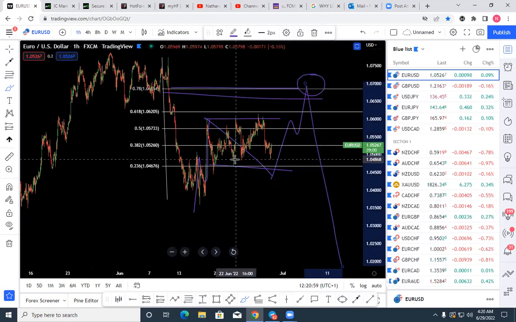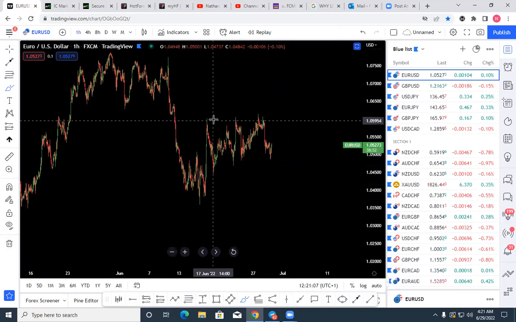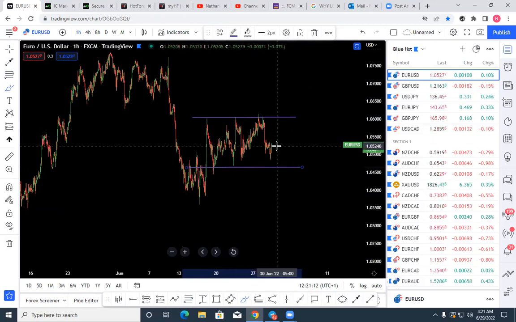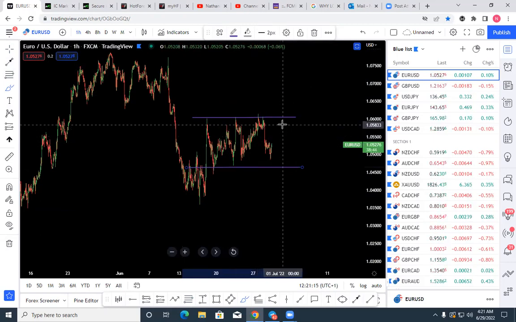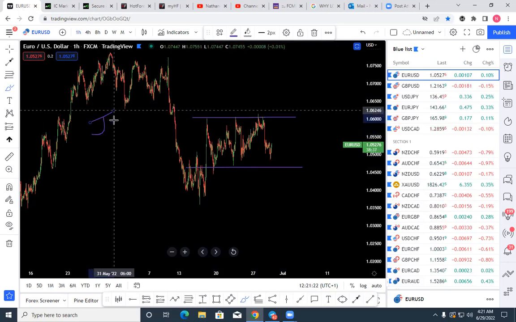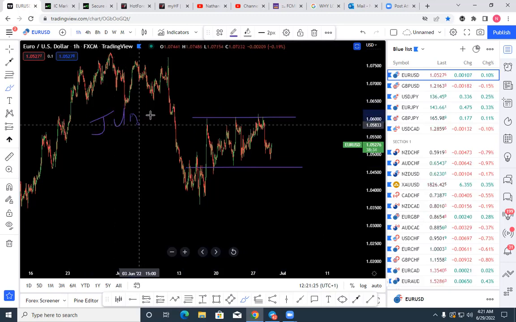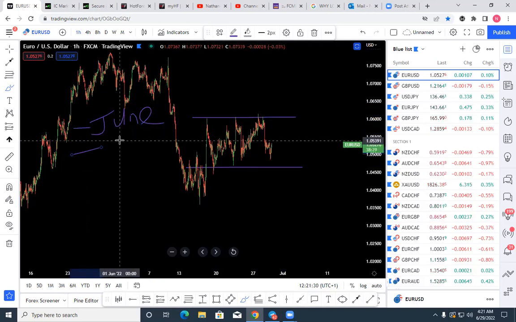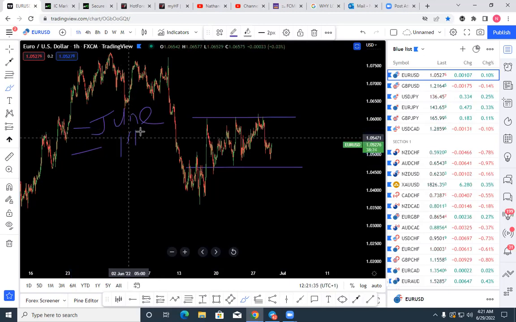But it's not ready to go there yet, because of the current structure that is developing. You can see a lot of consolidation. This is an end of the week phenomenon, and this is an end of a quarter phenomenon. Of course, you see that this is June, which is the end of the second quarter. Not only the end of the second quarter, it is the end of the first half of the year. Okay, first half of the year.